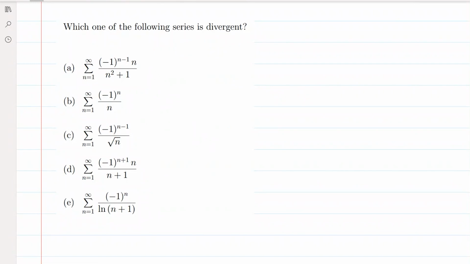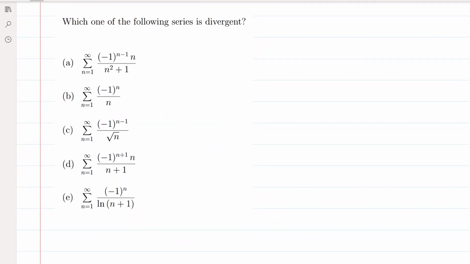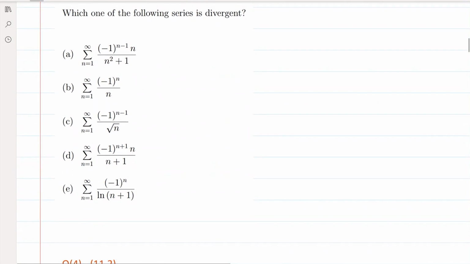Now let us move to the next one, which is this question. This is question number 3: which one of the following series diverges? In fact, after you find the solution, I will give you 4 or 5 minutes for each part. You can choose if it converges or diverges, and I need you to tell me why for each one of them. Here I need you just to find which one diverges.